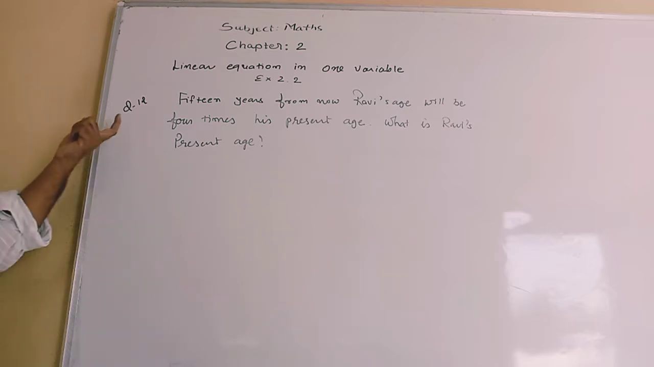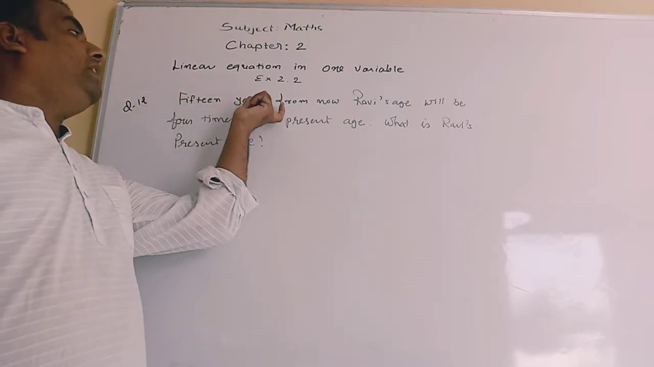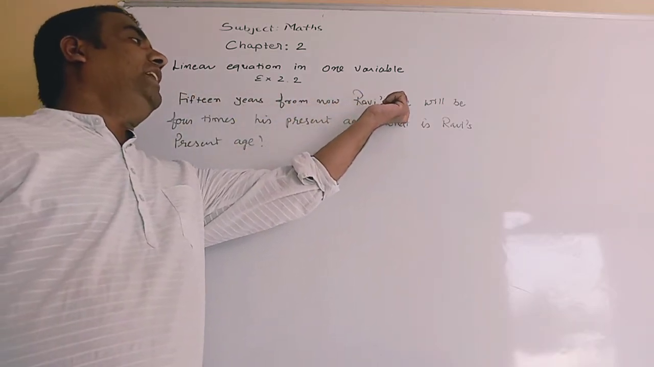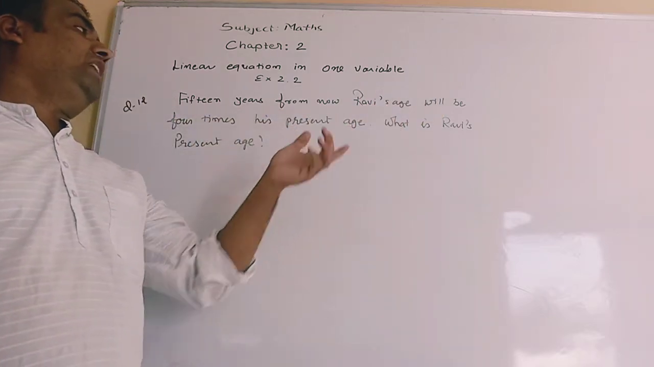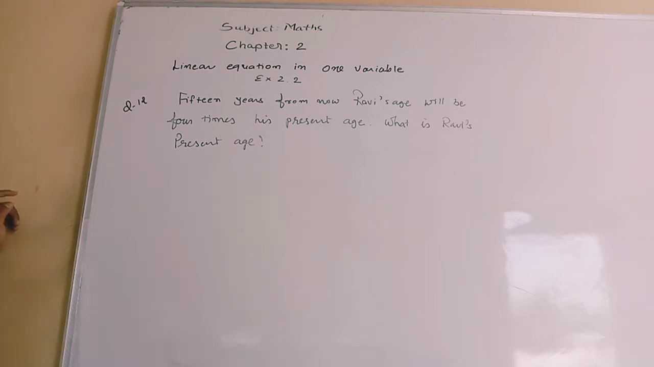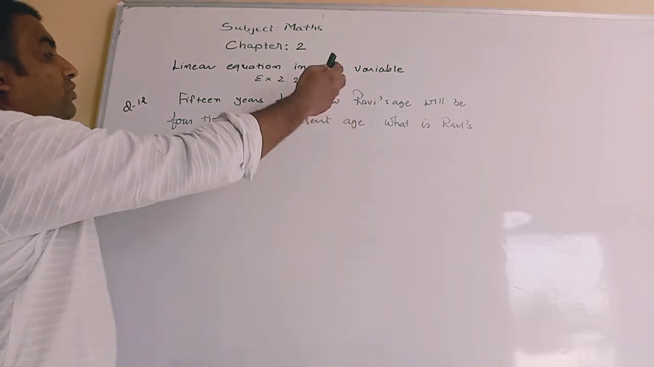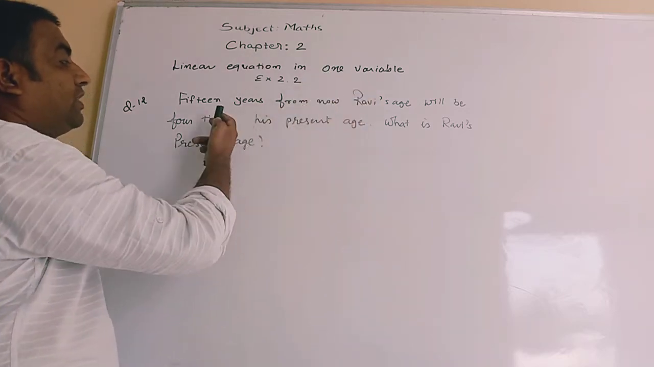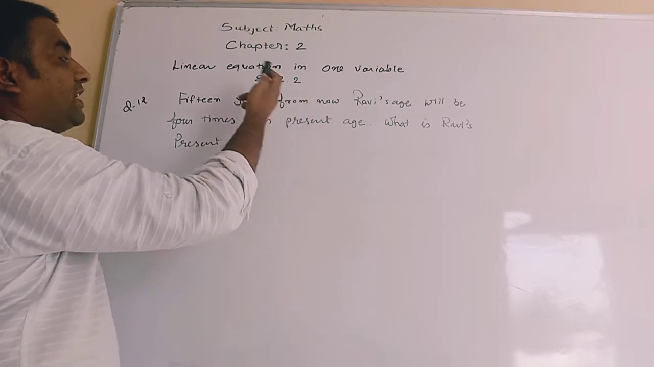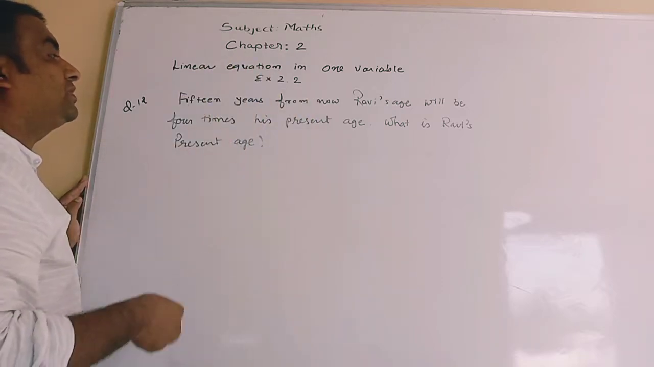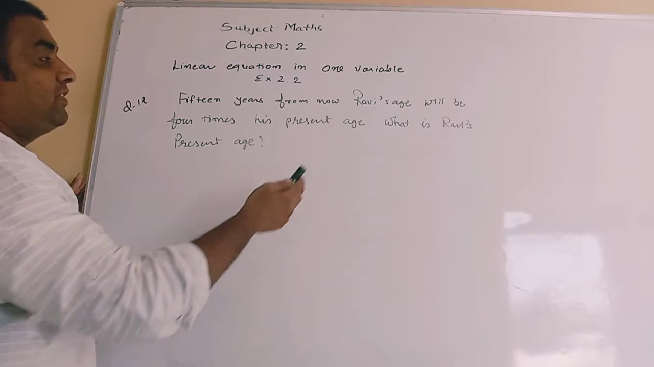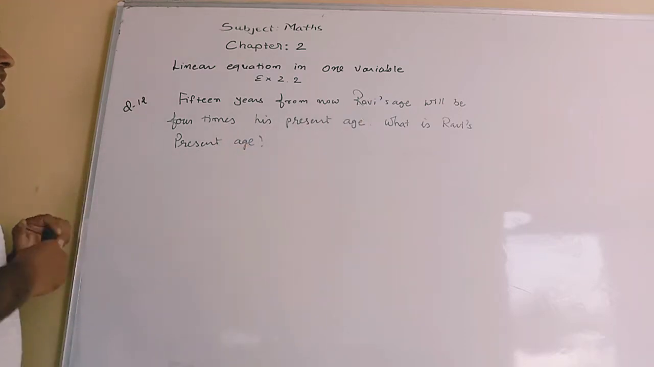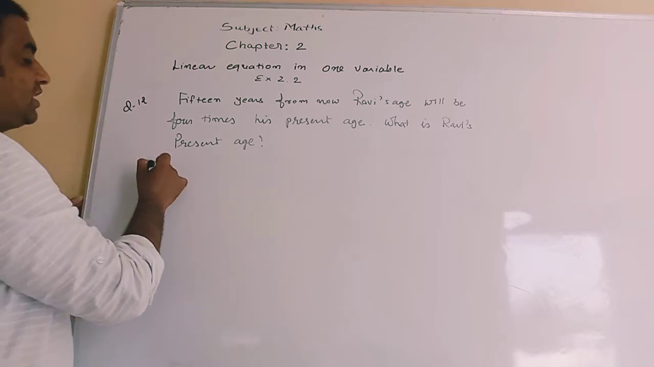We are given question number 12. 15 years from now, Ravi's age will be 4 times his present age. What is Ravi's present age? So here Ravi's 2 times age is given. First is the present age, and second is 15 years from now, means in the future after 15 years. Its relation is given. We have to find out Ravi's present age. So we don't know what is Ravi's present age.